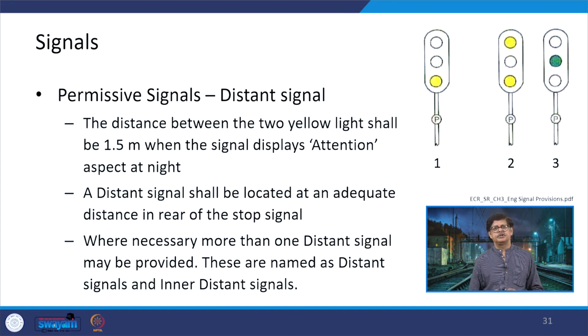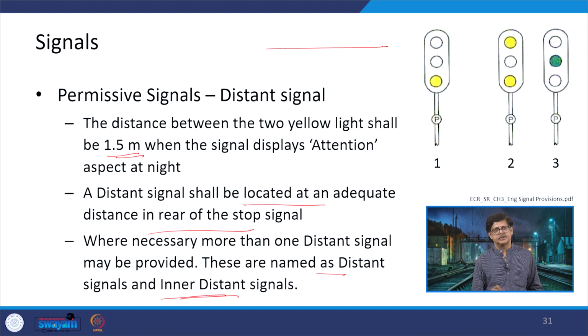Now, the distance between the 2 yellow lights shall be 1.5 meters when the signal displays attention aspect at night. So, that is the height difference which is being provided, so that the locopilot can very easily visualize and understand that. The distant signal shall be located at an adequate distance in the rear of the stop signal. Where necessary, more than one distant signal may be provided. These are named as distant signals and inner distant signals, if that is a requirement. The same information has to be provided.